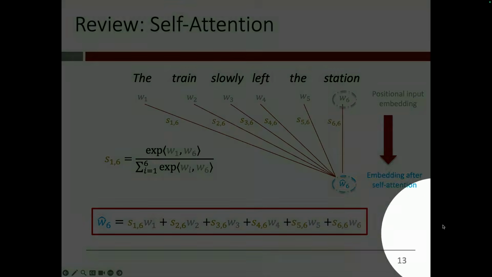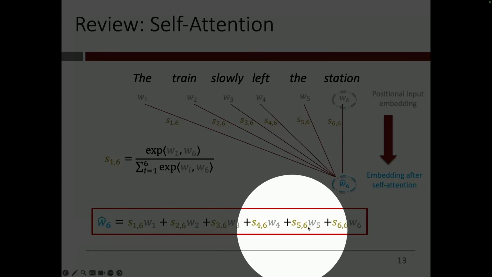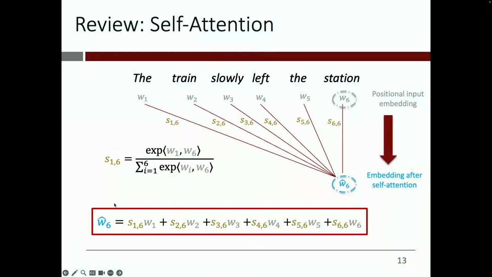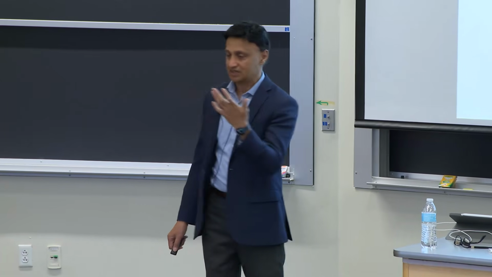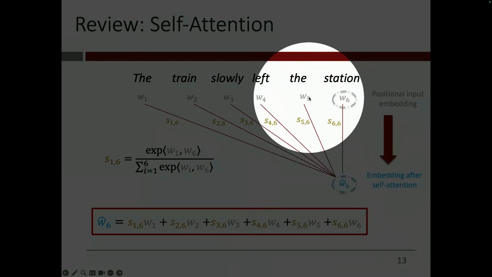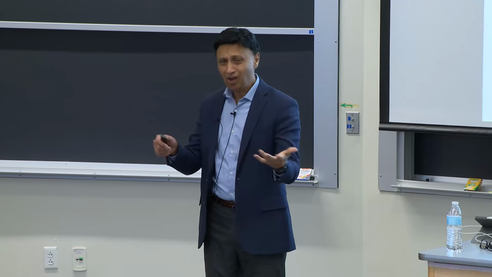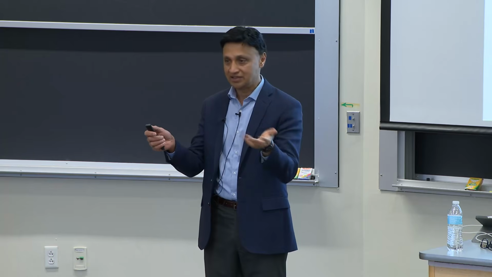And then we said the contextual embedding for W6 is just all these weights, S1, S2, all the way to S6, multiplied by the original W's, and then you get the contextual embedding for W6. So this is the basic logic we covered last time. Now, we explained it only for one word, but we have to do the same exact operation for every one of the other words too, so that we can calculate W5 hat, W4 hat, W3 hat, and so on and so forth. So there's a lot of computation going on, and they all look kind of similar, where you have to do a bunch of dot products and some softmaxing.